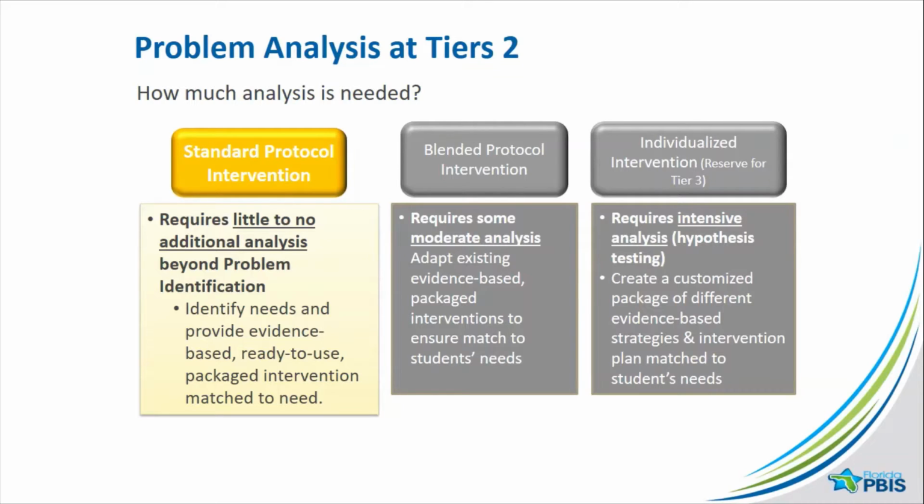Here in yellow, this is what we're encouraging you to use as a systemic tier 2 approach. Standard protocol is going to require little to no additional analysis because you're going to use the data that you've used in systemic identification to identify those common needs by function or skill needs. And we're matching them to ready to use, pre-planned evidence-based interventions that we're reviewing in the last section. So again, we encourage you as teams to focus on that simplest option that's in yellow and try as much as possible to stick to standard protocol, where we match ready to go interventions to common group needs and function.